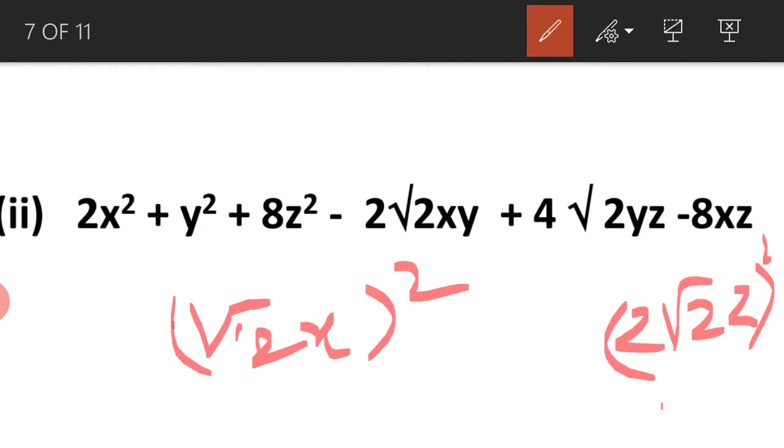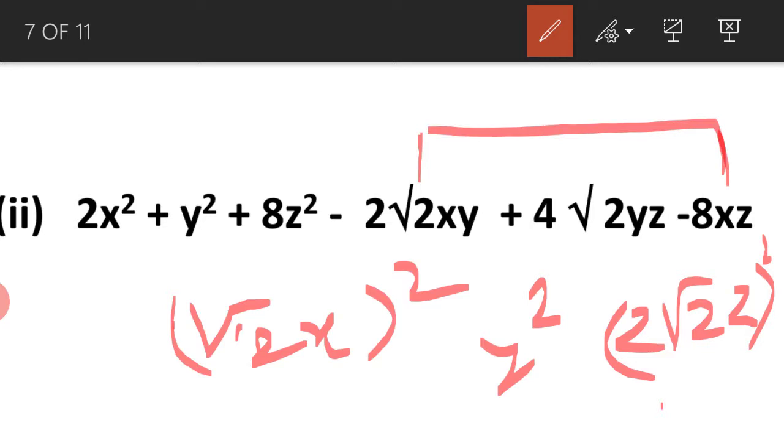Now y square is already there. Now which two terms are negative? The first out of these three and last out of three. And which is the common variable? x. So where should we put the negative sign? The term having x. So now instead of (root 2 x) whole square, can I write it as (minus root 2 x) whole square? Understood, children? So same identity we are going to use.